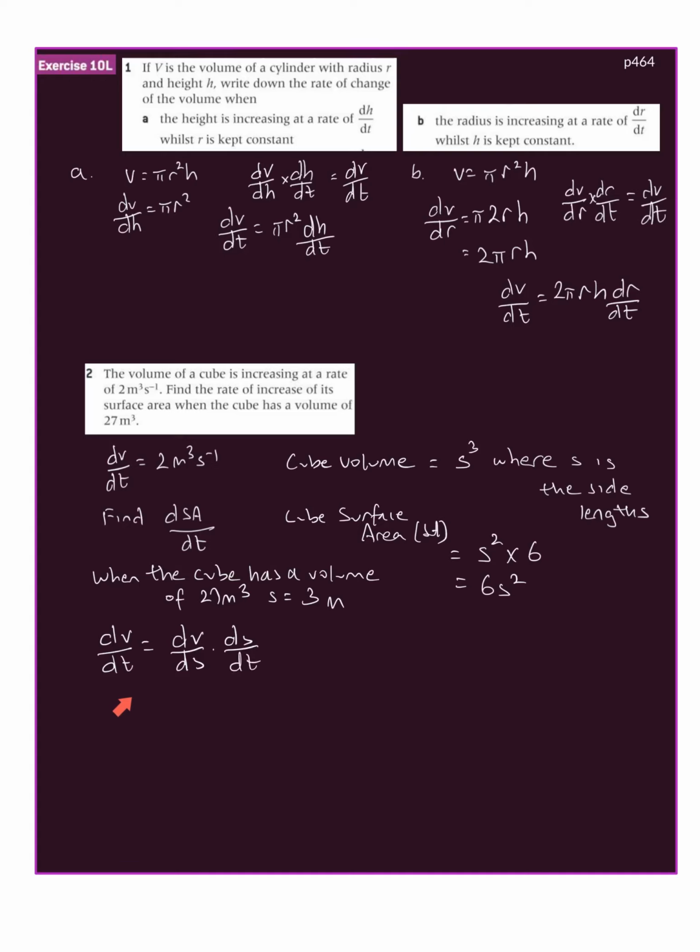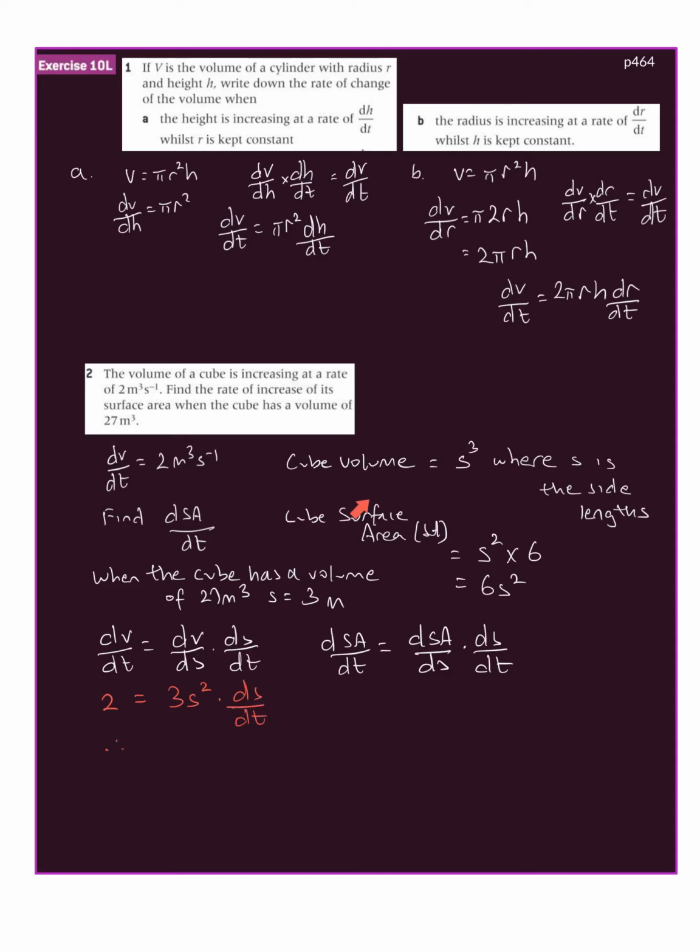Now let's set up two equations here. We've got dV/dt is dV/ds times ds/dt, and dSA/dt equals dSA/ds times ds/dt. Now that ds/dt is in both, we're going to use that. So over here we're going to solve for ds/dt because we know dV/dt is 2.